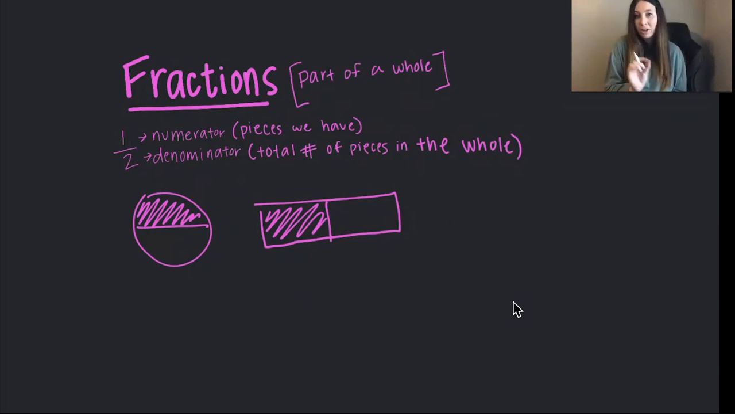Fractions are a part of a whole. So we have whole numbers, right? 1, 2, 3, 4, 5, 6. They go on and on and on. But if we don't even have one, we only have part of one. That's a fraction, part of a whole.